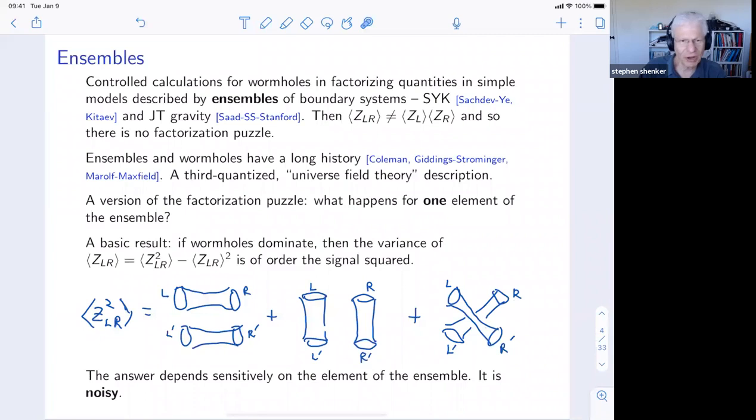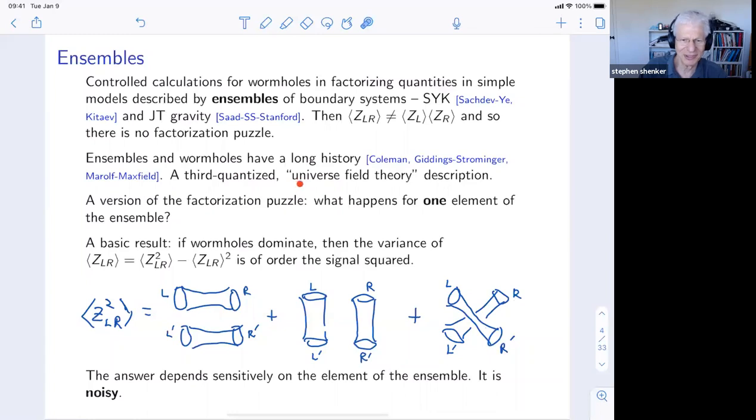Now, in fact, this link between ensembles and wormholes has a long history. It goes back to the work of the 80s of Coleman and Giddings and Strominger. Work that's been recast recently by Marolf and Maxfield in the AdS/CFT context. And this is a really interesting paper for those of you that haven't looked at it. Well, what you get is some kind of what's called a third quantized universe field theory description with multiple copies of circular JT baby universes. We won't talk a lot about this, but you should just be alert that there's a dramatic proliferation of things that happens here.